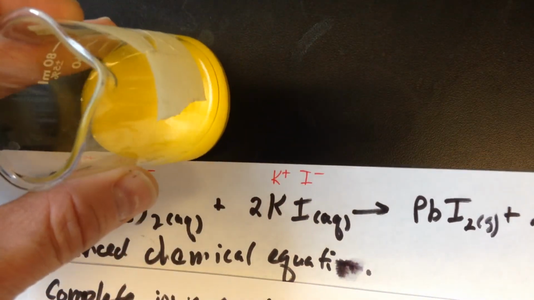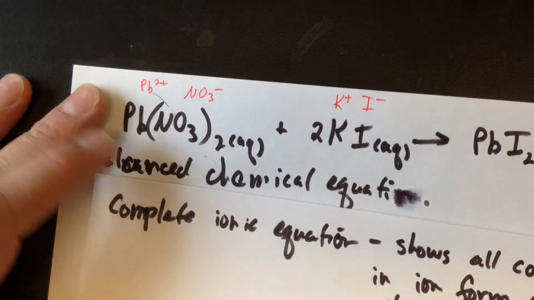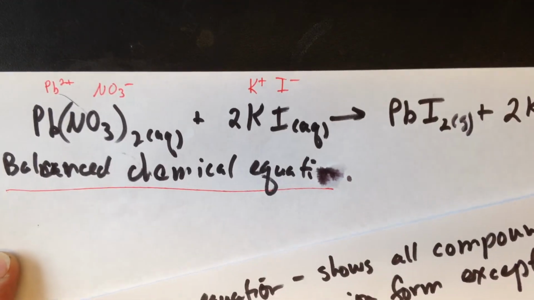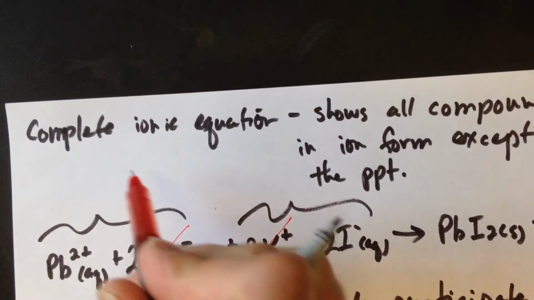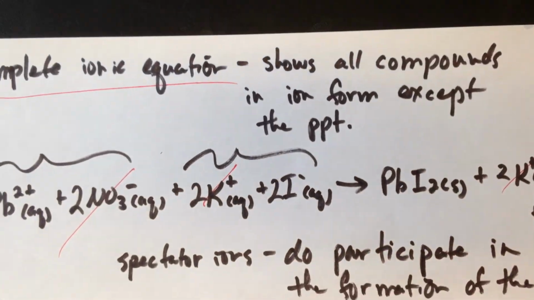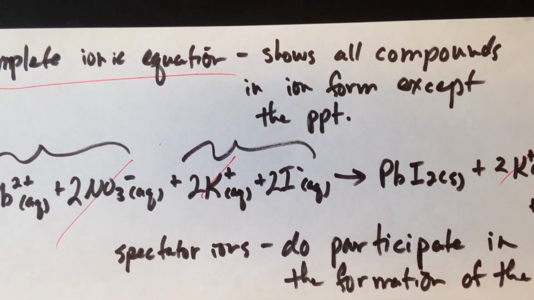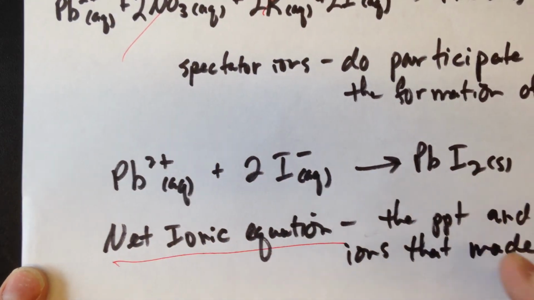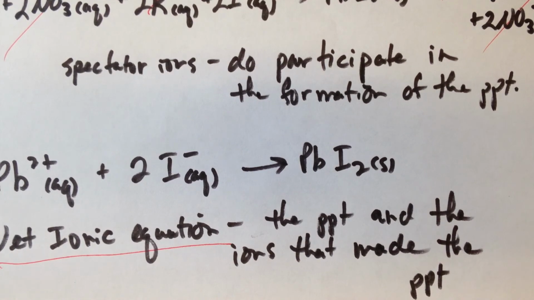I got this precipitate formation here. We have our balanced chemical equation to start off with, and that turned into the complete ionic equation, which shows all of the ions and the precipitate just as is. And then finally the net ionic equation, which shows the precipitate and the ions that made the precipitate.